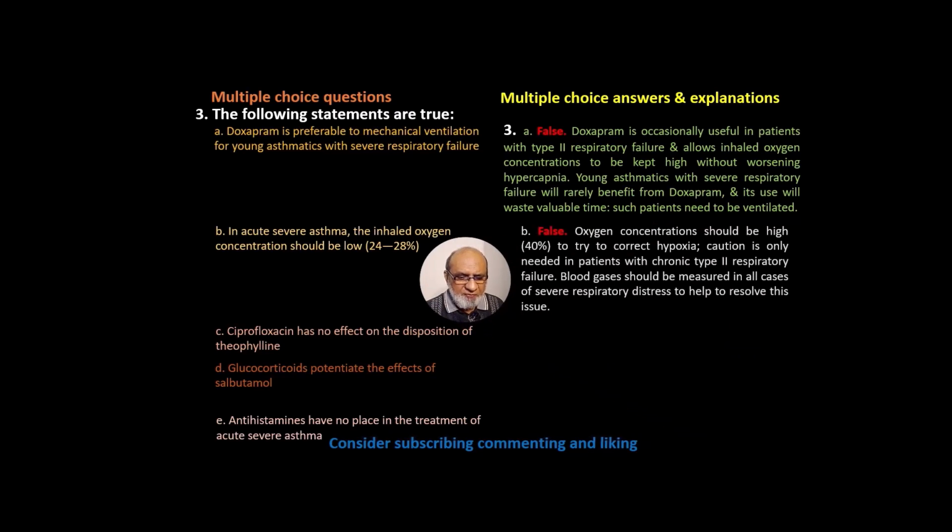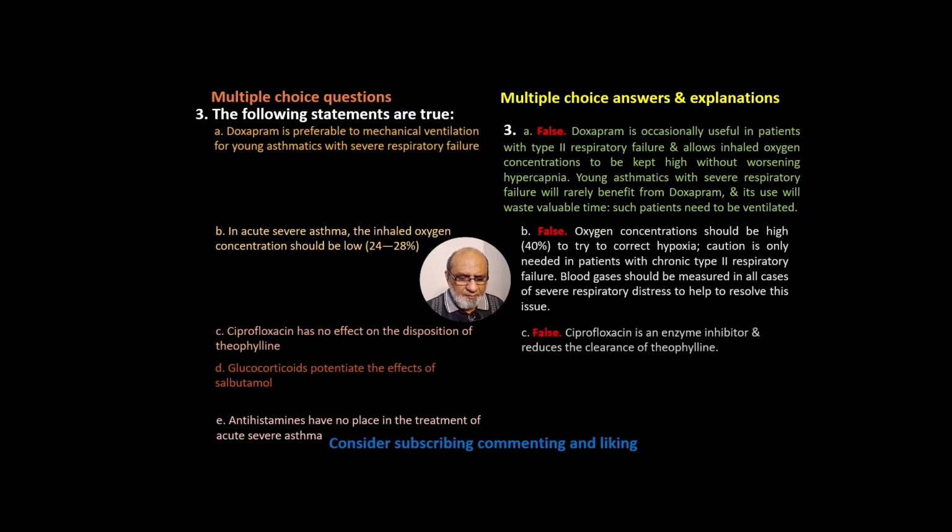Part B, answer is false. Oxygen concentrations should be high, that is 40%, to try to correct hypoxia. Caution is only needed in patients with chronic type 2 respiratory failure. Blood gases should be measured in all cases of severe respiratory distress to help to resolve this issue.